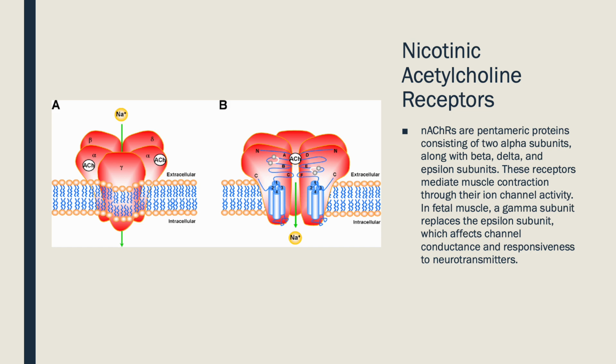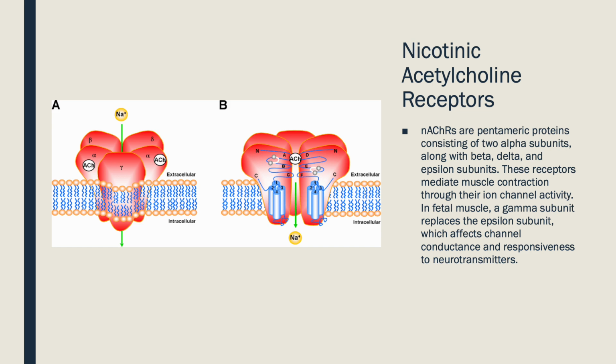Now, in fetal muscle, the epsilon subunit is actually replaced by a gamma subunit. This alters the conductance properties of that channel. This changes how the receptor responds to neurotransmitters, impacting muscle excitability. The activation of these receptors is essential for normal muscle contraction and voluntary movement. Any dysfunction or alteration in our nicotinic acetylcholine receptors, such as maybe congenital myasthenic syndromes, can result in impaired muscle functioning and weakness. So our neuromuscular blockers specifically target our nicotinic acetylcholine receptors to induce that muscle paralysis during surgical procedures.